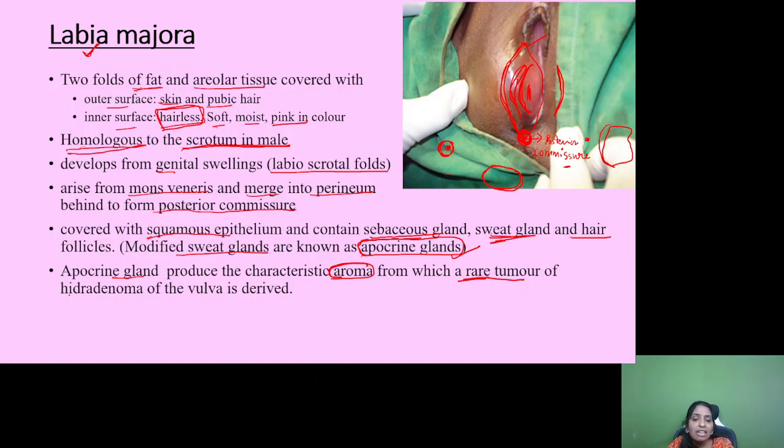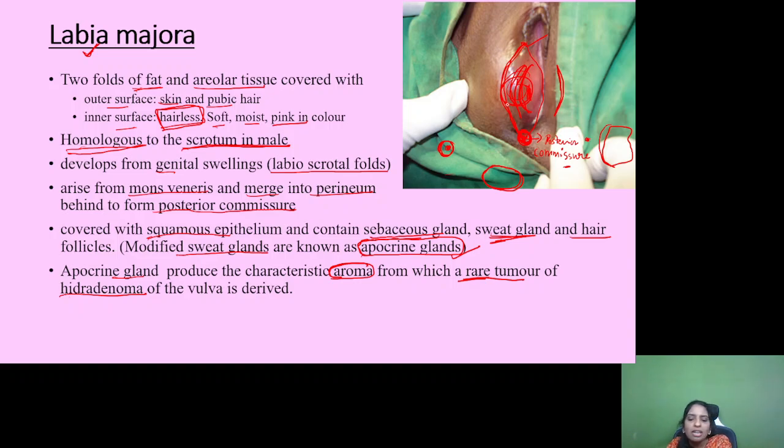It is known as hidradenoma of the vulva. See here, I have kept the image here. See, this side the labia majora is quite normal. There is nothing. But see here, some sort of swelling is present. This is a rare tumor of the labia majora, that is hidradenoma of the vulva.